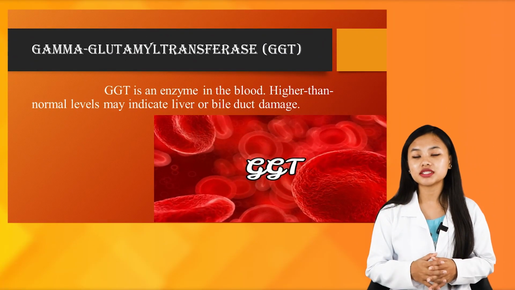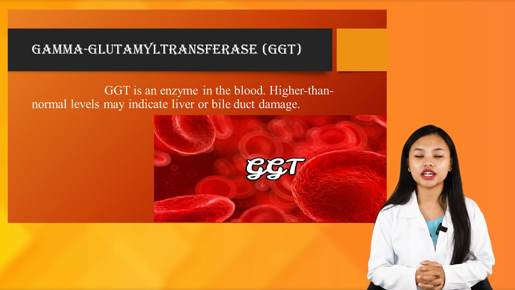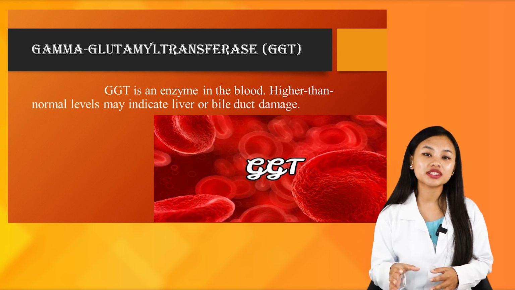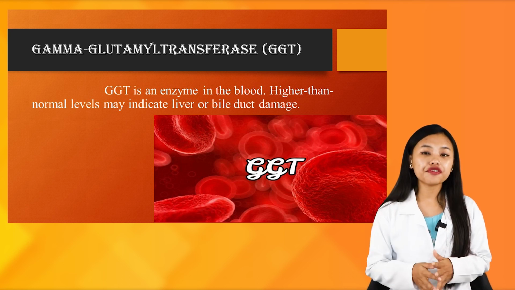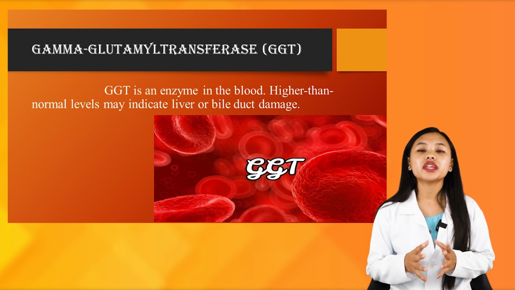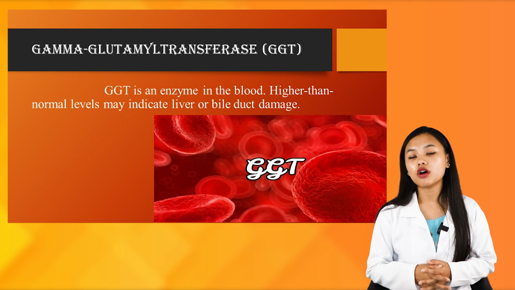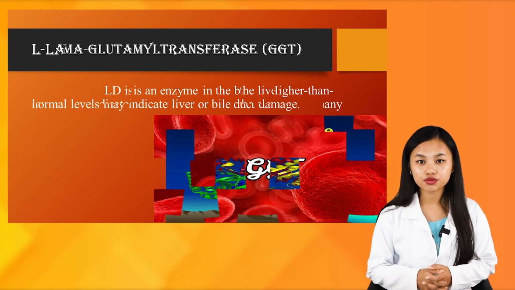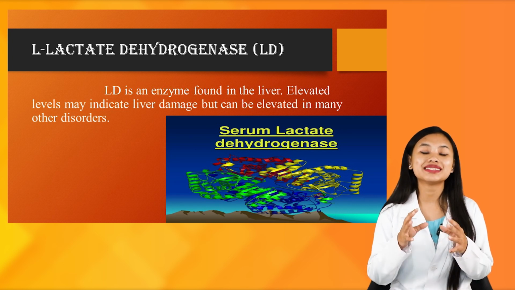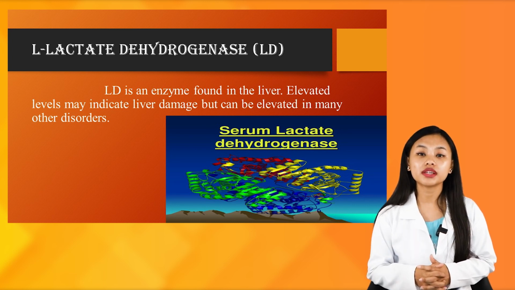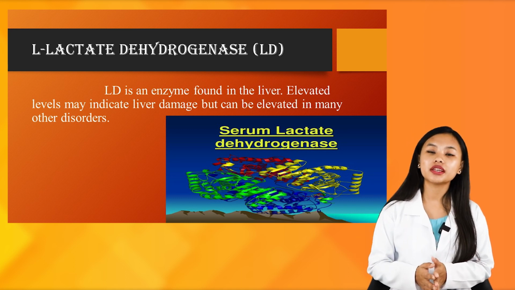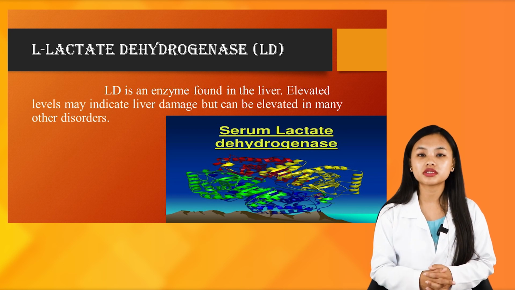The next one is the gamma glutamyl transferase. This is also an enzyme which is present in the blood, and if this enzyme is higher than the normal level, then it can indicate liver or bile duct damage. The L-lactate dehydrogenase is also an enzyme which is found in the liver. And again, if there is an elevation, then it can indicate liver damage or diseases.